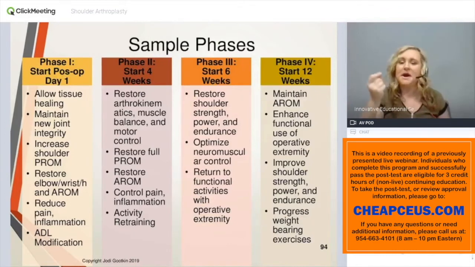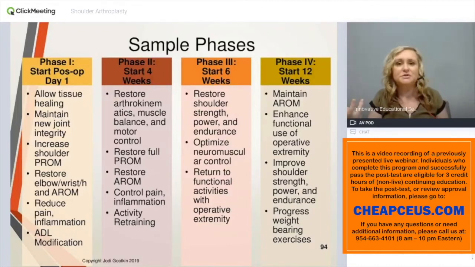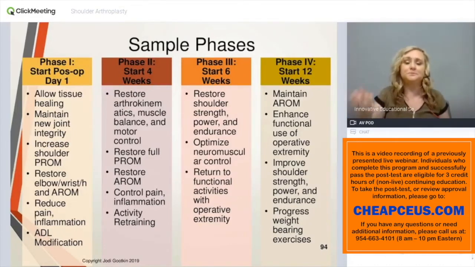in your mind's eye, you have to see what's going on at the physiologic level with the healing, at the anatomy level with the tissues, how your patient's responding, the feedback they're giving you, and put that all together with what interventions you're performing.